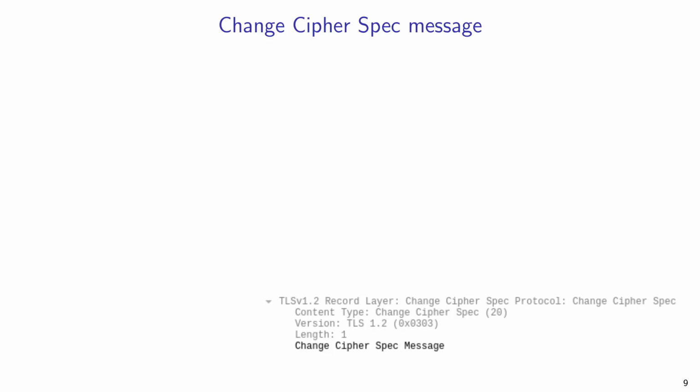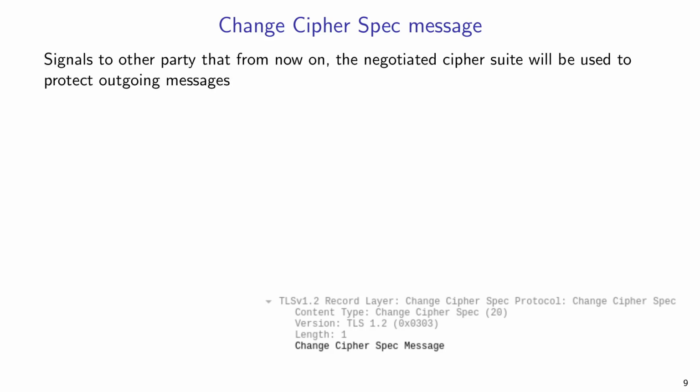Change Cipher Spec message is also a separate TLS subprotocol. It signals to the other party that from now on the negotiated cipher suite will be used to protect outgoing messages. And it contains a fixed byte with value 1. Nothing interesting here.